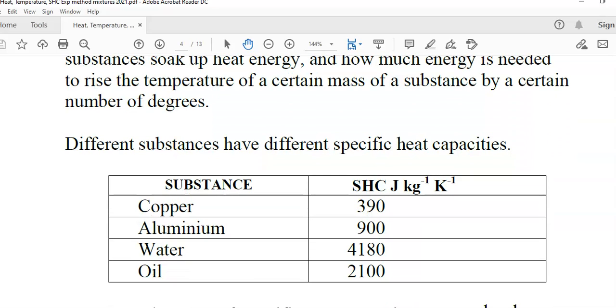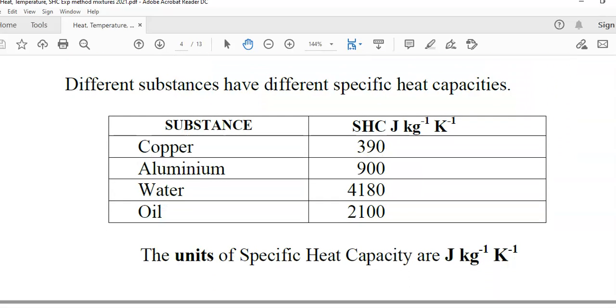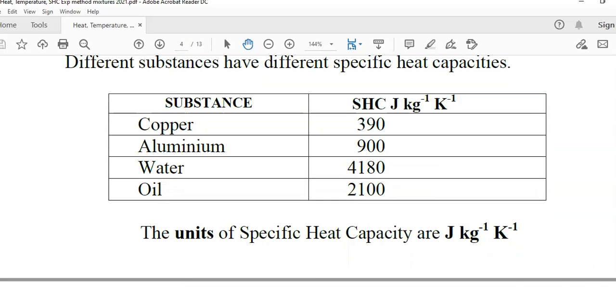These are the more common specific heat capacities that you will encounter in questions. Copper 390, aluminium 900, water 4,180, and oil just about half that of water. It means oil only soaks up half the same amount of heat as water when you consider 1 kilogram. The units of specific heat capacity are joules per kilogram per degree. Very important to understand and learn those.